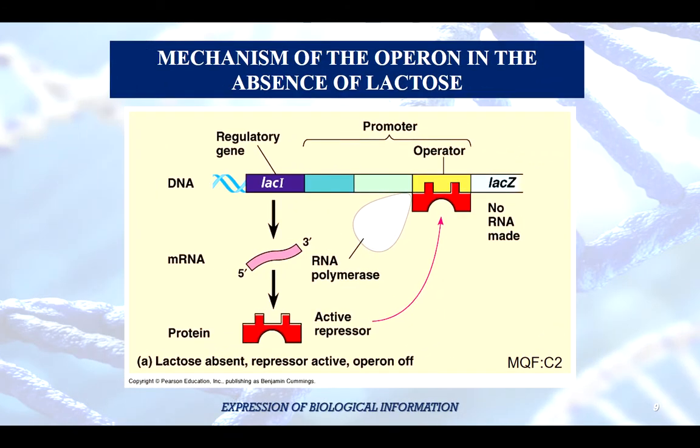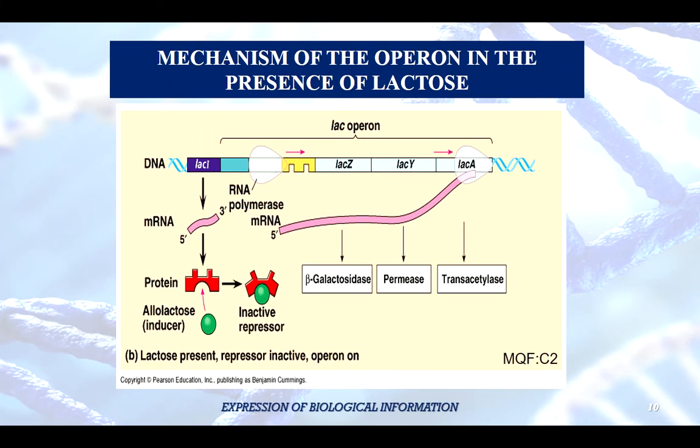In presence of glucose, or when lactose is absent, the Lac Operon switches off. This is due to the binding of the repressor protein to the operator, which blocks the promoter site. RNA polymerase cannot bind to the promoter to start transcription of the structural genes.